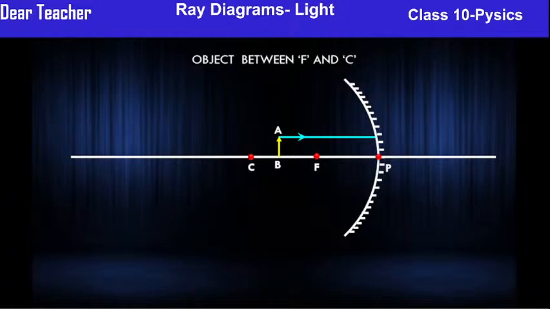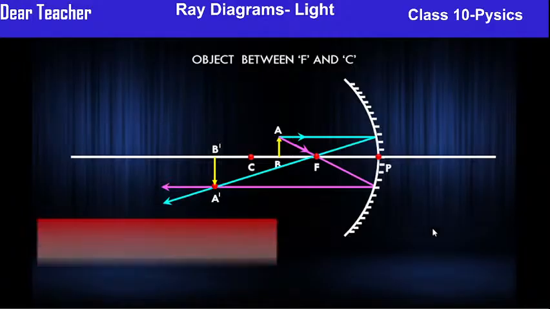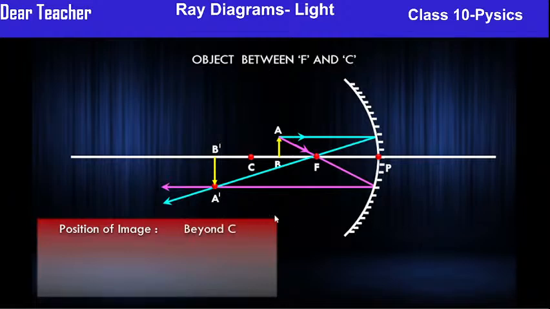incident ray, the reflected ray will go through the focus, and then draw one more ray through the focus. It falls on the mirror, and it will be parallel to the principal axis, and these two will be meeting at a point P. From that P, you draw a perpendicular to the principal axis, and that is nothing but the image B dash A dash. So where is the image formed? The image is formed beyond C, C के उधर, beyond C, and the nature of the image also हम लिखेंगे.